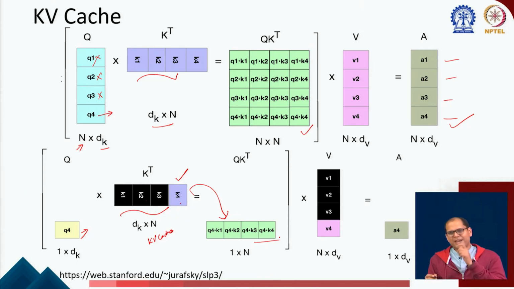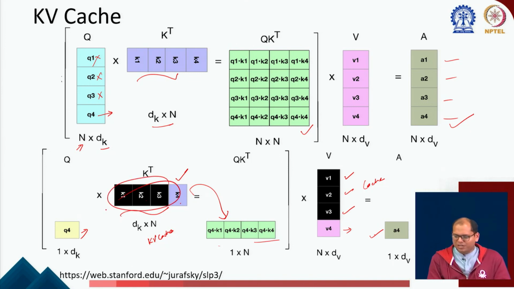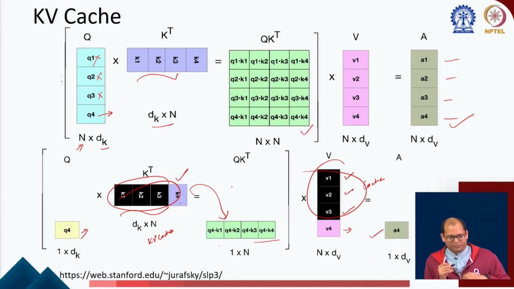Similarly for the values, I have them in the cache. I just project to V4, then I multiply this with this and I get the attention output for the 4th word. So this is KV caching: you cache the previously computed keys and values and just retrieve them. You do not have to compute them from the word embeddings for these words again and again. This brings in a lot of efficiency at decoding time because you are only computing for the new word that has come.